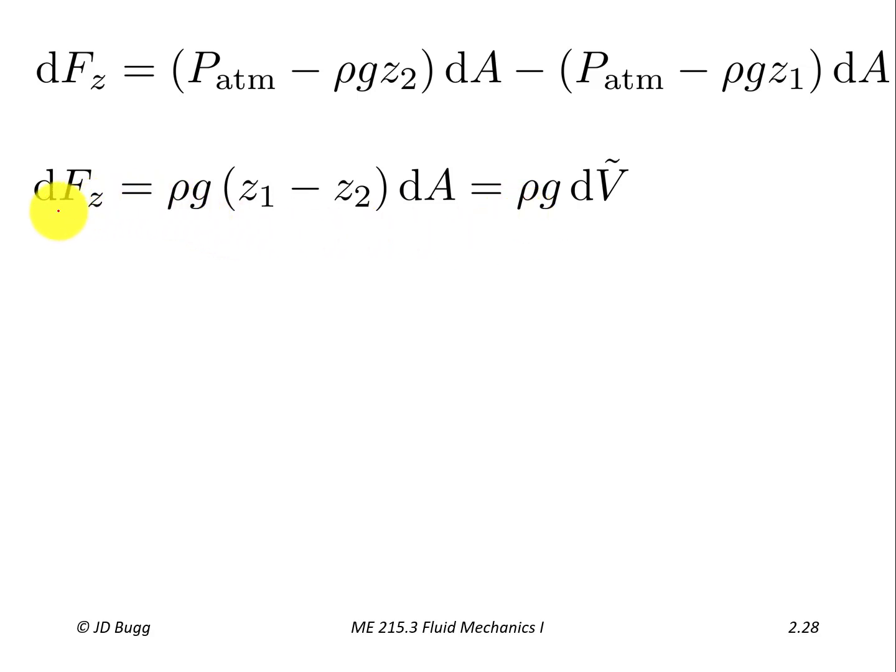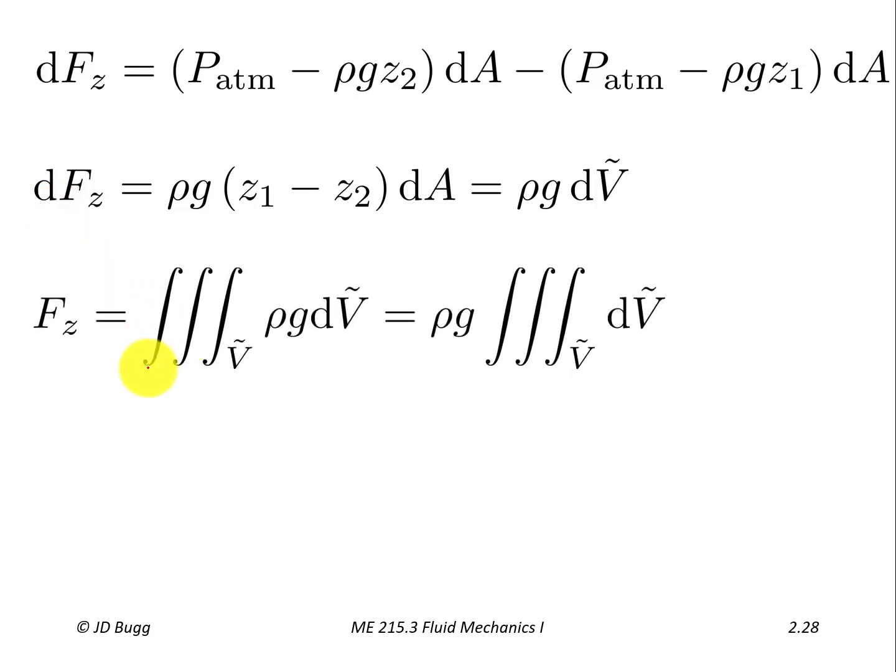Well, this is dFz, so the only thing left to do here is to add all of those up. In other words, integrate over the entire volume, rho g dV, in order to get the total force in the z direction. So Fz, notice there's no d anymore, that's the total force in the z direction, is rho g triple integral over the entire volume of dV. So realize we are assuming here that rho and g do not vary over the size of that object. We have constant density and constant acceleration due to gravity.